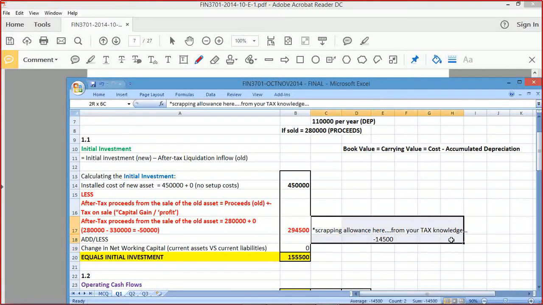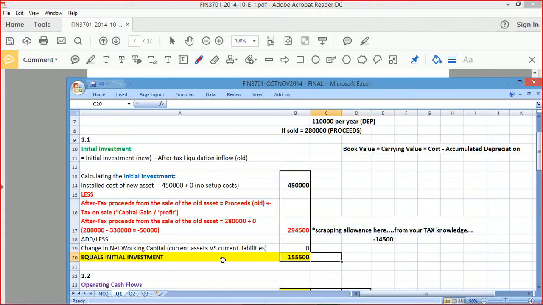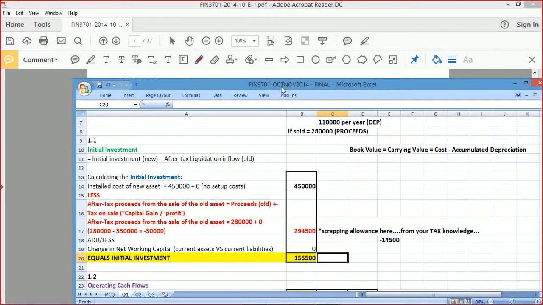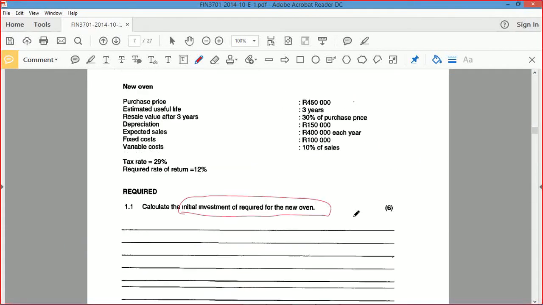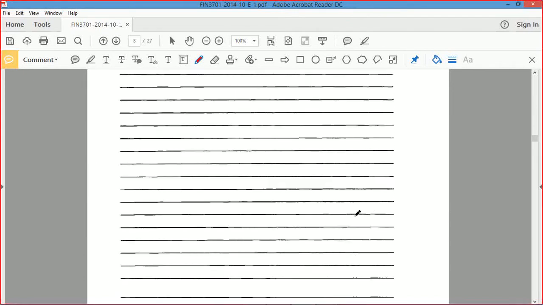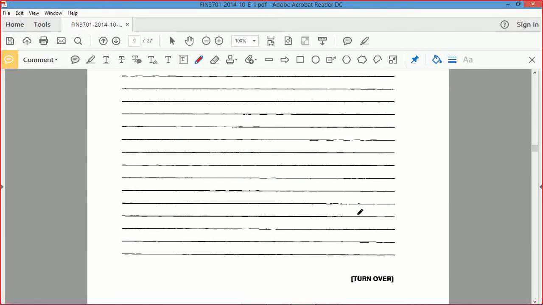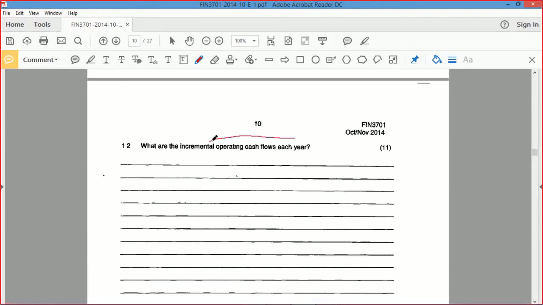Yes. Your total initial investment is 155,500. Cool. Okay. The next part of it is your operating or the incremental cash flows. So what you have to do is work out the cash flows for the old machine and the new machine. Definitely. Incremental is always new minus old. Yeah. So let's start with the old.